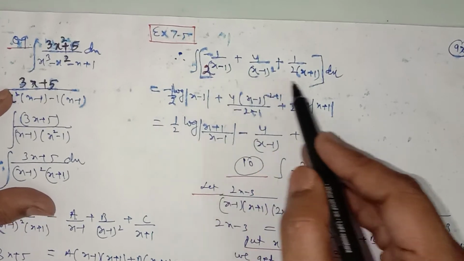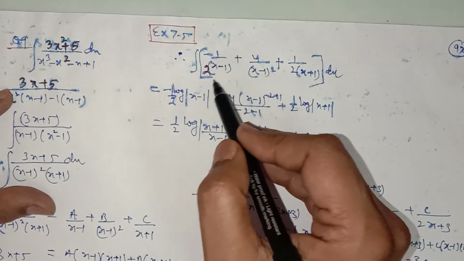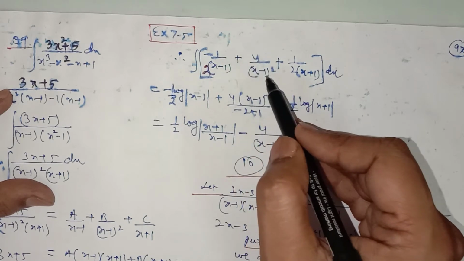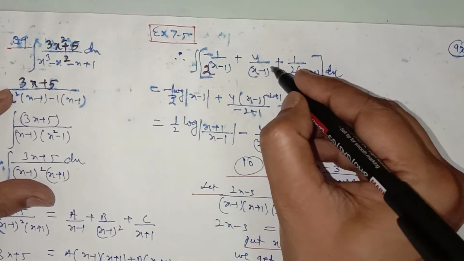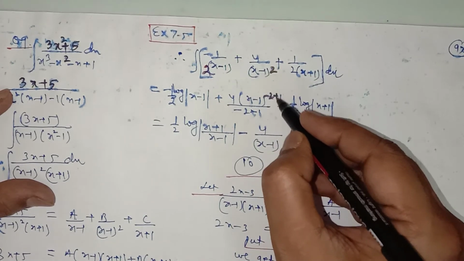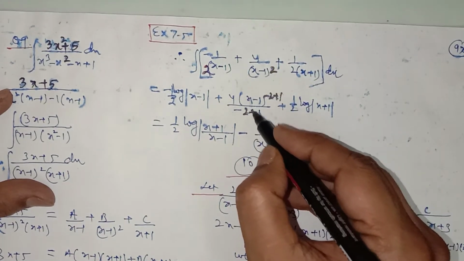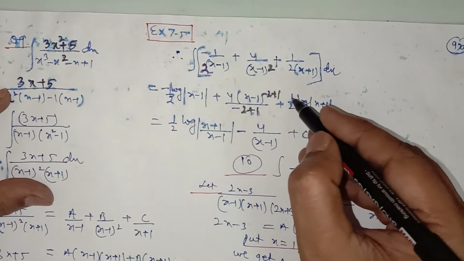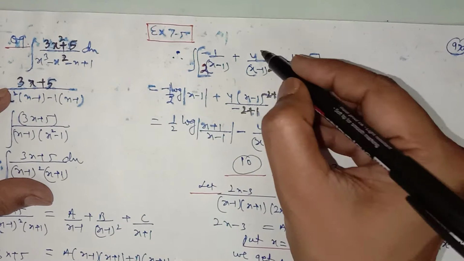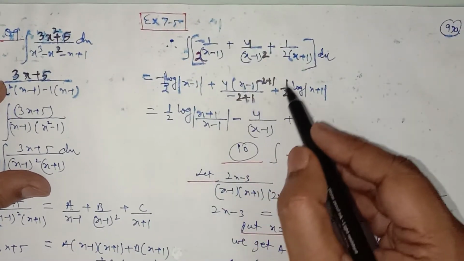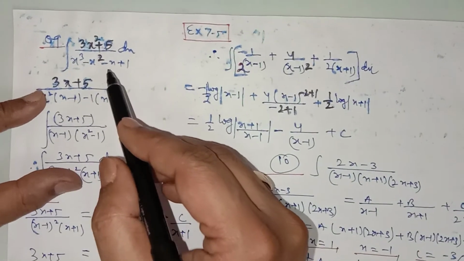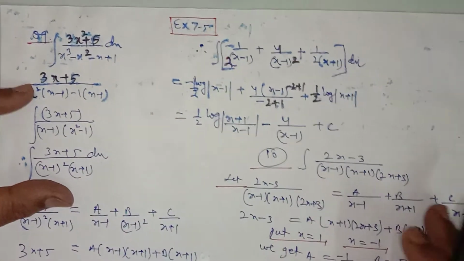See it here carefully. So it is minus half log x minus 1. It is again 4 times the integration of x minus 1 to the power minus 2. It will be minus 2 plus 1 upon minus 2 plus 1. Be careful with this integral. It is not log. I am telling you again, as I have done in question number 8. And this is half log x plus 1. So the integration of this is a partial fraction of second type.